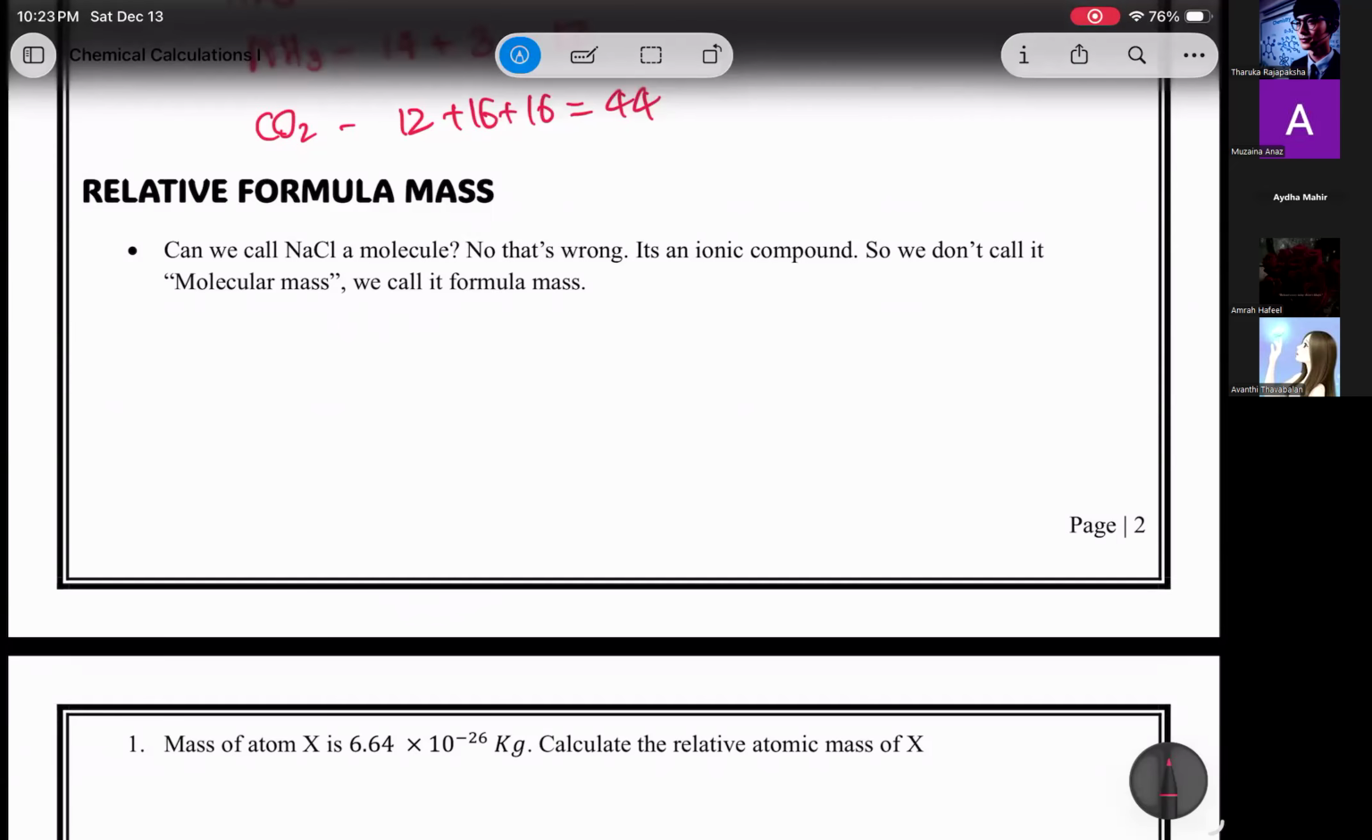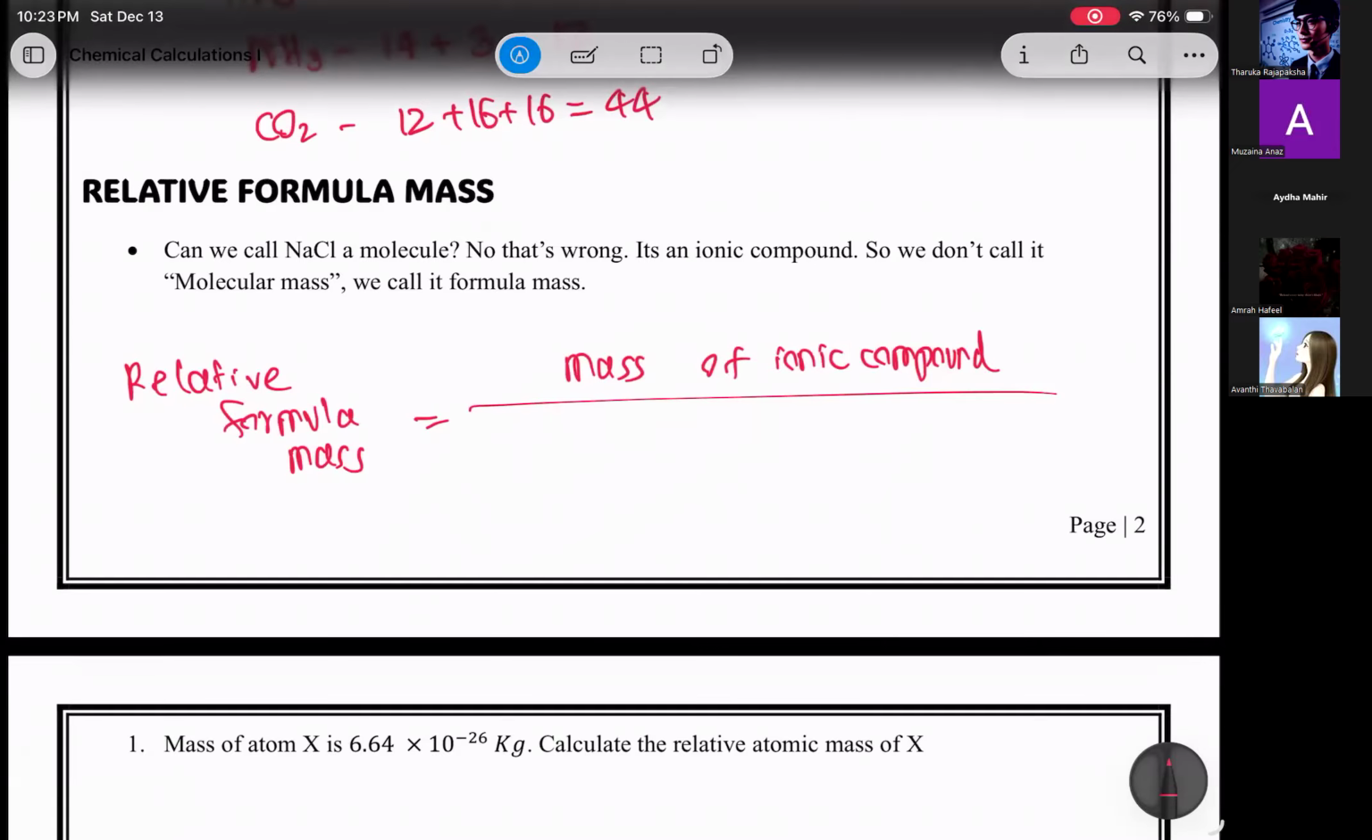Can we call sodium chloride a molecule? No, that's wrong. It's an ionic compound. So we don't call it molecular mass. We call it formula mass. Easy. Relative formula mass is equal to the mass of the ionic compound divided by the atomic mass in it.